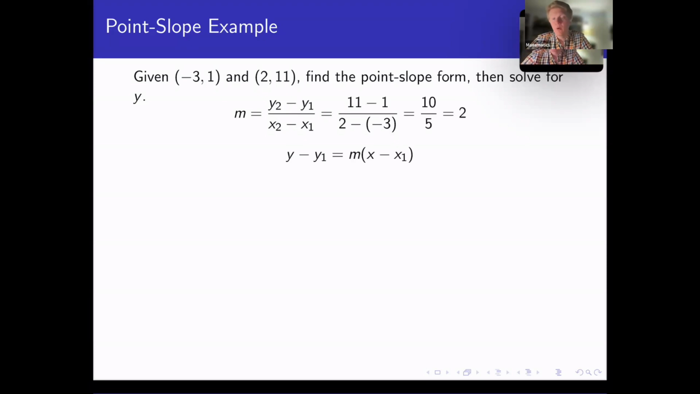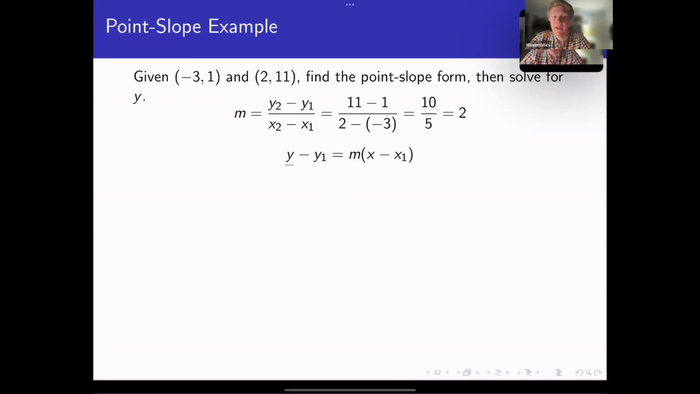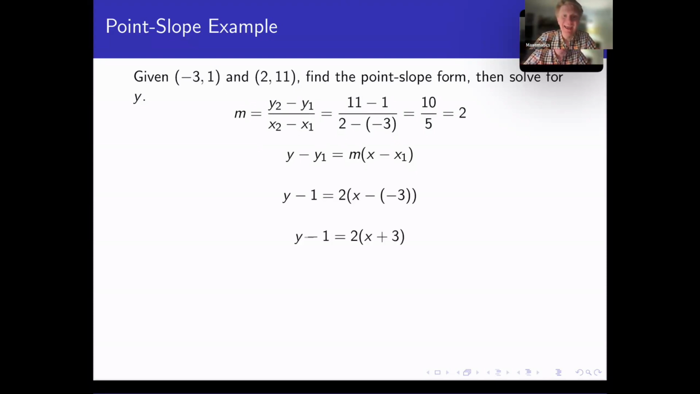Okay, well, point slope form is this equation right here. And what we're going to do is plug in 1 point and plug in the slope. So for this one, let's plug in negative 3, 1 for x1 and y1, and we're going to plug in 2 for m. So we get y minus y1, which is just 1, equals 2 times x minus negative 3. Okay, well, we can do one step of simplification. X minus negative 3 is x plus 3. And this is formally point slope form.